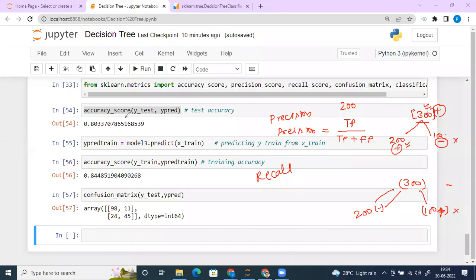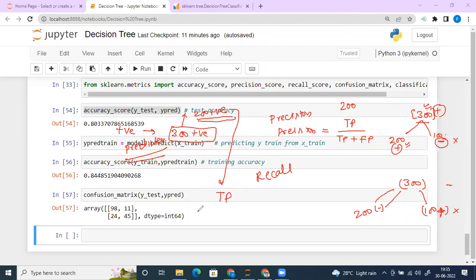So if I have a positive class, and my machine learning model predicted that there are 300 points which belong to the positive class, but out of these 300 positive points, actually only 200 belong to the positive class. Out of these 300, only 200 are actual positive class. So these which are actual positive class will be known as your true positive.